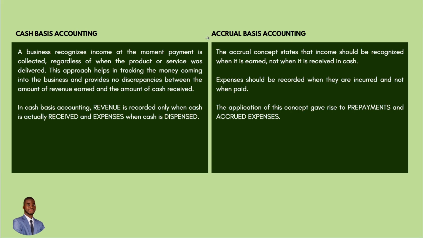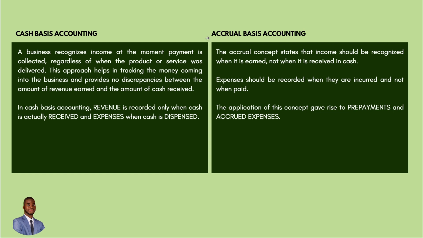So the cash basis accounting says we only recognize income the moment actual payment is being collected, the moment actual cash is being received. That's for revenue. And in case of expense, the moment actual cash is being dispensed to whoever we're owing. That's what cash basis accounting is saying. While accrual basis accounting is saying we should recognize revenue the moment it is earned, not when actual cash is being received. So we're going to be taking examples later on, but understand the concept.